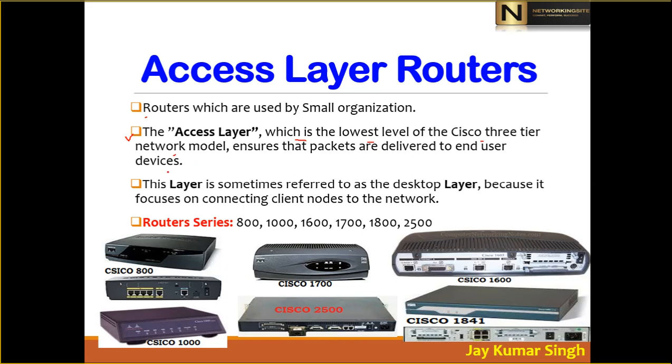This layer is also known as the desktop layer because these devices are connected with the clients directly. According to series, we can find the 800, 1000, 1600, 1700, 1800, 2500. So these are the Cisco access layer devices. Whenever you see these devices, you can say this is an access layer router.